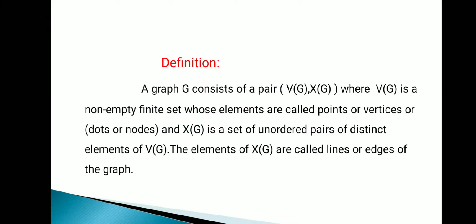A graph G consists of a pair (V(G), X(G)), where V(G) is a non-empty finite set. A graph having a single element in the set V(G) is called a trivial graph. The elements of V(G) are called points or vertices, sometimes called nodes or dots. And X(G) is a set of unordered pairs of distinct elements of V(G). The elements of X(G) are called lines or edges of the graph. Each line has two vertices.